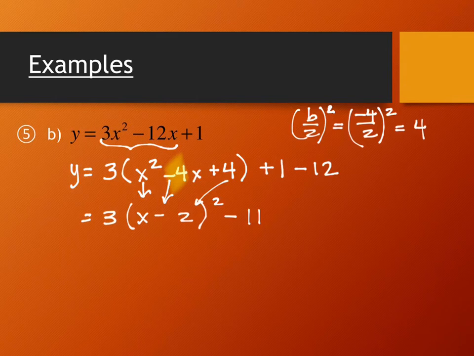Okay, so what is my vertex? Positive 2 and negative 11. So the vertex is still found in exactly the same way.